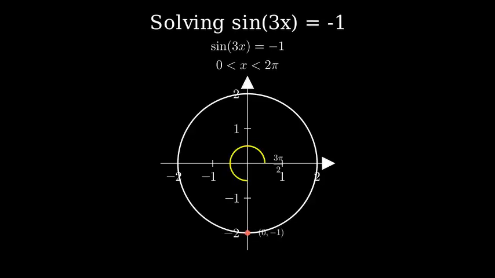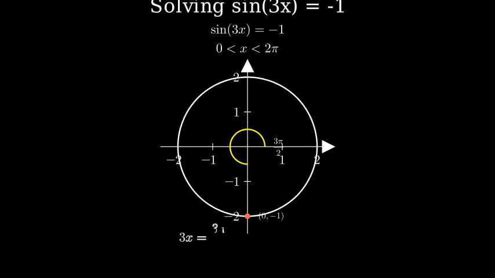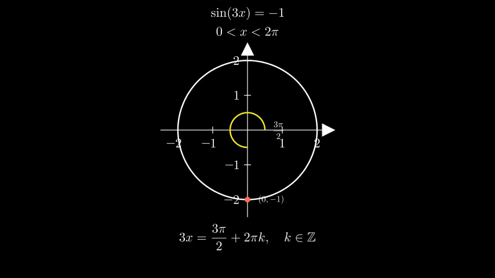Therefore, if sine of 3x equals -1, then 3x must equal 3 pi over 2 plus 2 pi k, where k is an integer. Solving for x, we divide both sides by 3. This gives us x equals pi over 2 plus 2 pi k over 3.